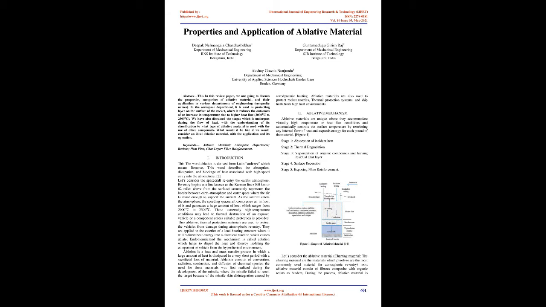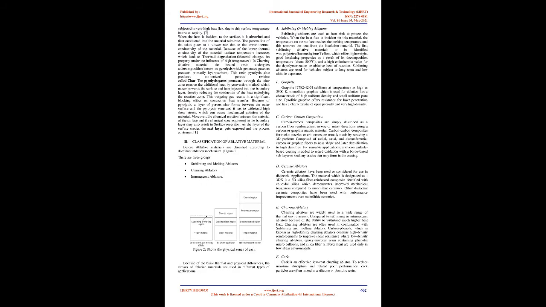2. Ablative mechanism. Ablative materials are unique in that they accommodate virtually any high temperature or heat flux conditions and automatically control the surface temperature by restricting any internal flow of heat and expending energy for each pound of the material. Figure 1. Let us consider the ablative material, charring material. The charring materials, which pyrolyze, are the most commonly used materials for atmospheric re-entry. Most ablative materials consist of fibers composited with organic resins as binders.